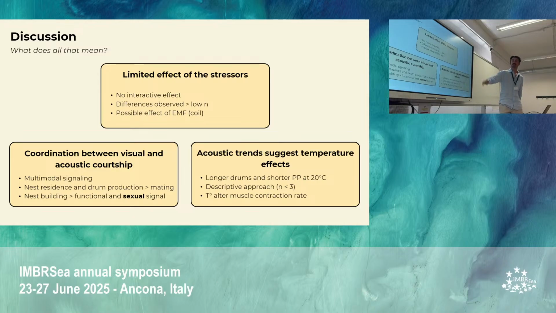As well, coordination between visual and acoustic courtship supports that these fish use multimodal signaling, so they use multiple channels to show their motivation, and that is quite interesting. Nest residence and drum production are highly correlated to mating, as well, which is pretty important. And finally, nest building is considered obviously a functional asset, but right now we can show that it was as well a sexual signal, that it could induce sexual behaviors. And finally, the acoustic trends I mentioned before: shorter peak pulse period and longer drums at 20 degrees.